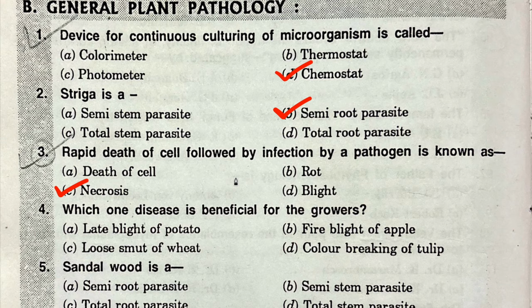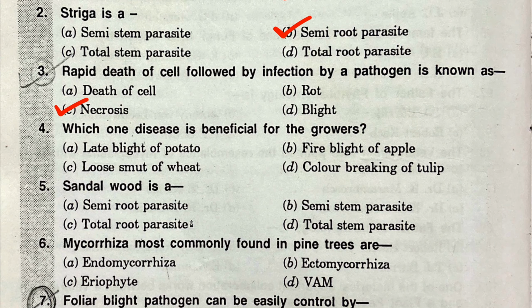I hope this much time is enough. It's just 2 to 3 seconds I'm giving, and no need to write the whole answer. Obviously, you can just write A, B, C, D in your copies. Okay. Moving forward with question 4. Which one disease is beneficial for the growers? Option D. Color breaking of tulip, also called tulipomania, right?